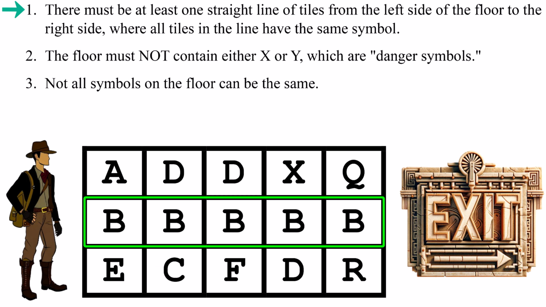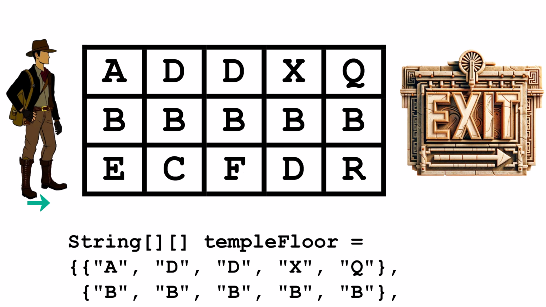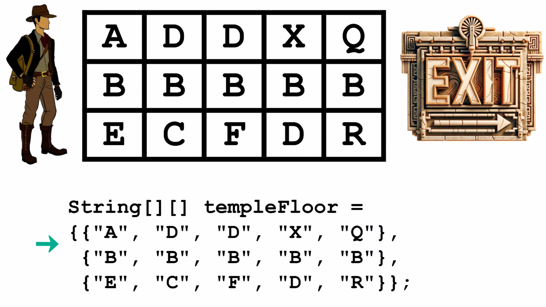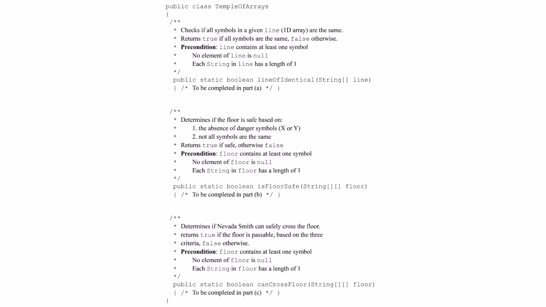1. There must be at least one straight line of tiles from the left side of the floor to the right side where all the tiles in the line have the same symbol. 2. The floor must not contain either X or Y, which are danger symbols. 3. Not all symbols on the floor can be the same. Here, the sample floor is encoded as a 2D array of string. Here is the TempleOfArrays class with the 3 method bodies you will be writing.